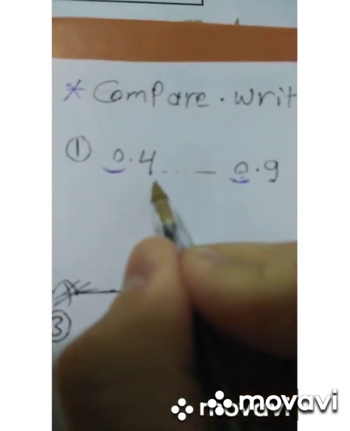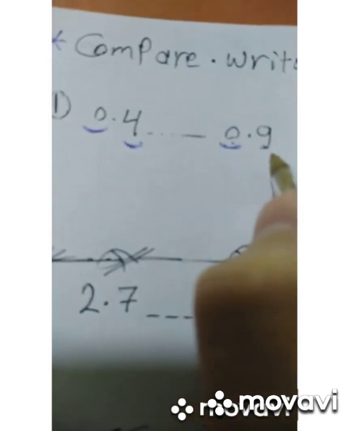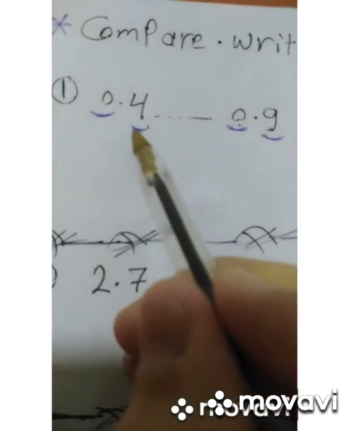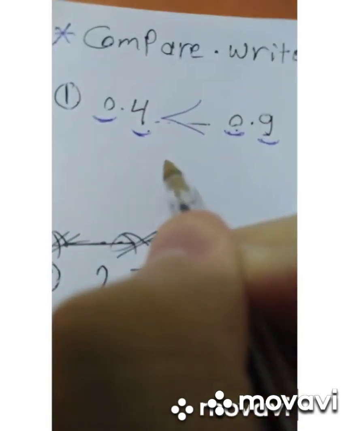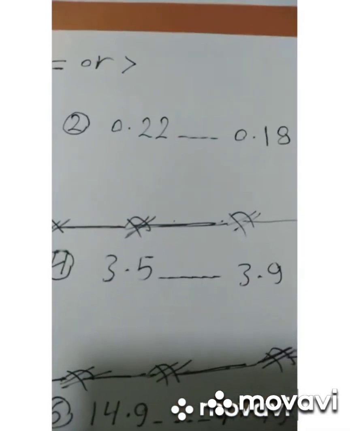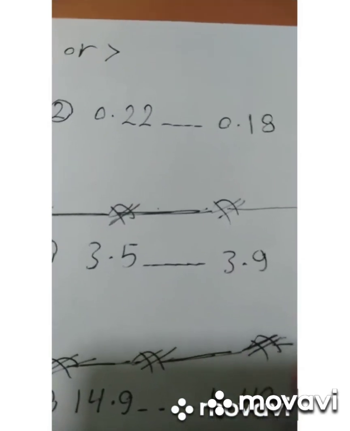So go to tenths. What is here in tenths? We have 4. Okay, and in tenths here we have what? 9. So what is the greater decimal now? 9 is greater than 4. So 9 tenths is greater than 4 tenths. Number 2. 22 hundredths and 18 hundredths.